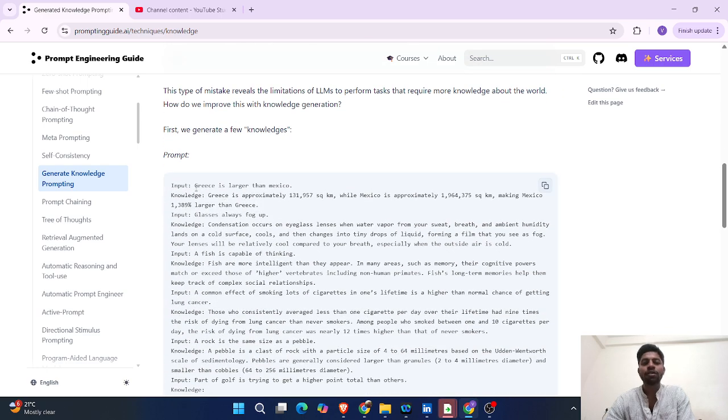You can see this. You ask a question like "Greece is larger than Mexico." That is the question you asked. Then the knowledge the model comes up with is: Greece is approximately 131,957 square kilometers, while Mexico is approximately 1,964,375 square kilometers. Based on that, Mexico is larger. But the query we asked is that Greece is larger than Mexico, and that is not true.